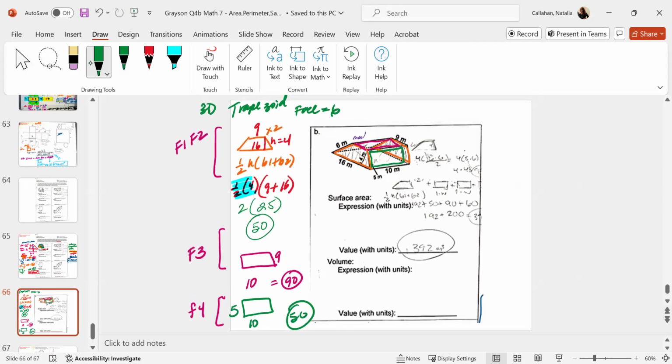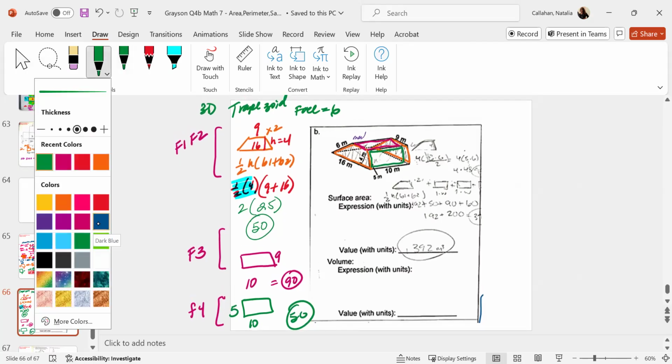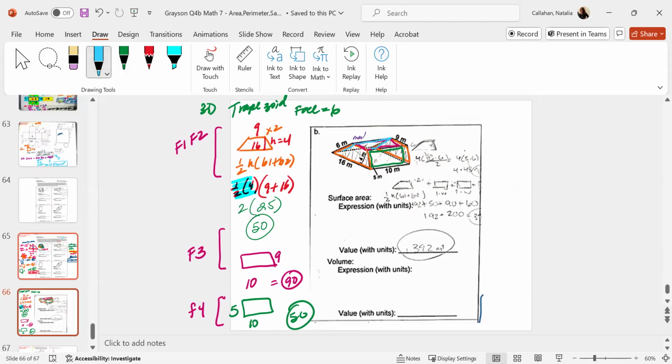All right, we're going to keep going with the faces. Use the blue one, this one right here. Do you see that? What are the 2 sides? This is face 5. 6 is this part right here, and 10 is that part, so it's 60, correct?